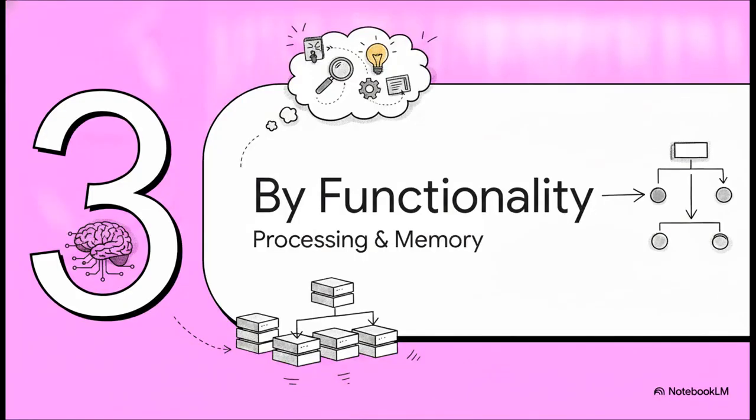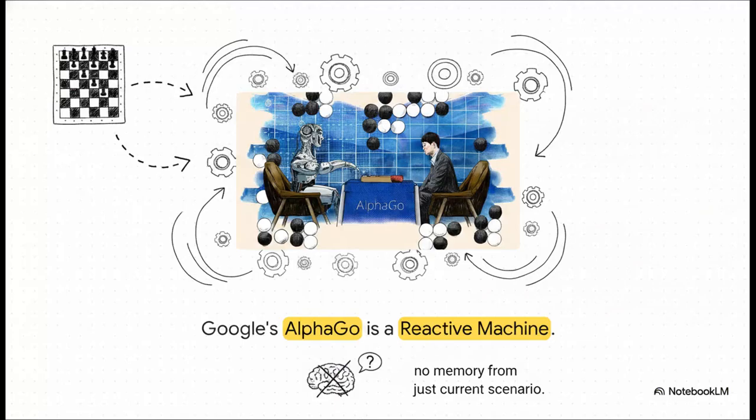Let's move on and see how this builds in Section 3, Classification by Functionality. This is where we shift from what AI can do to exactly how it thinks, processes, and handles memory. The absolute most basic functional type of AI is the reactive machine. These systems don't store memories and they don't use past experiences for future actions. They solely focus on the current scenario right in front of them and react with the best possible move.